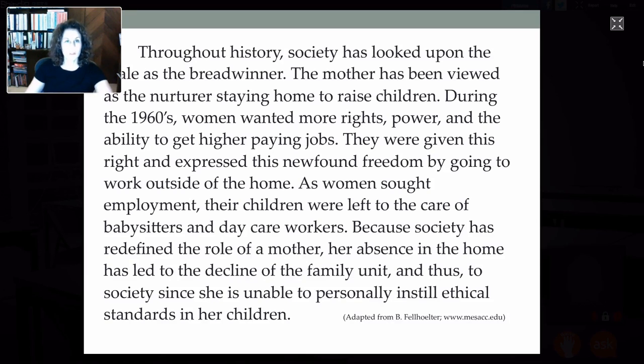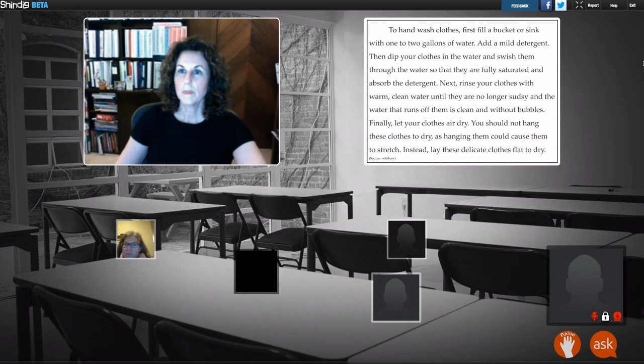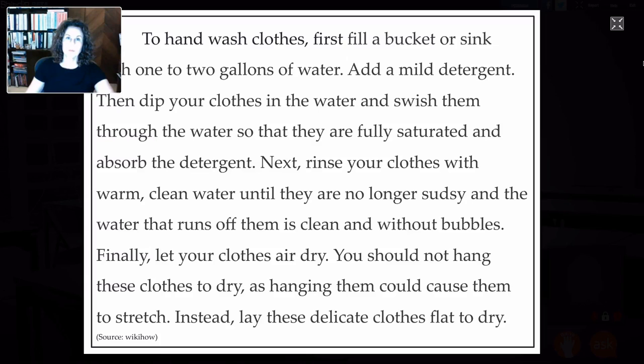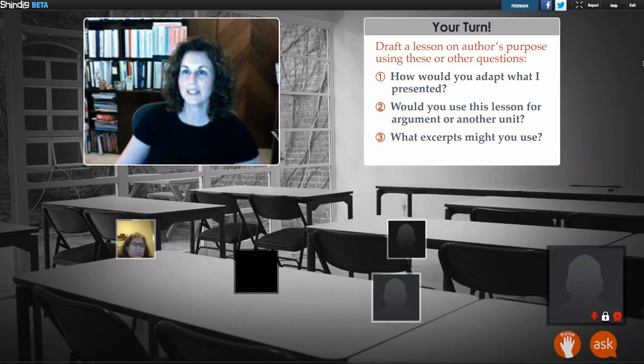And this is an argumentation essay excerpt. Okay, next. And this is one. What's the purpose of this one? You probably could skim it and figure it out pretty quickly. So go ahead and type into the box if you know what purpose this serves. To inform. Okay, next. Or to explain, rather. You're explaining how to wash.